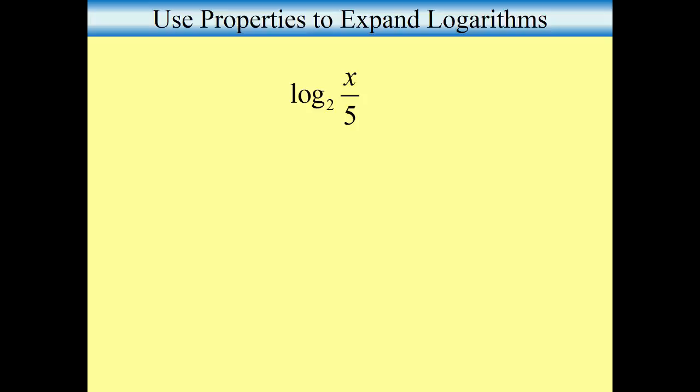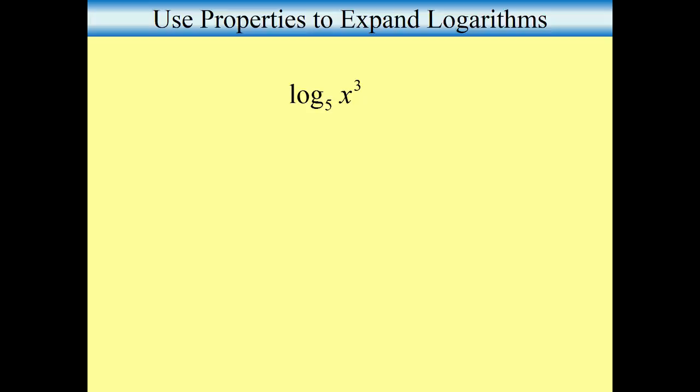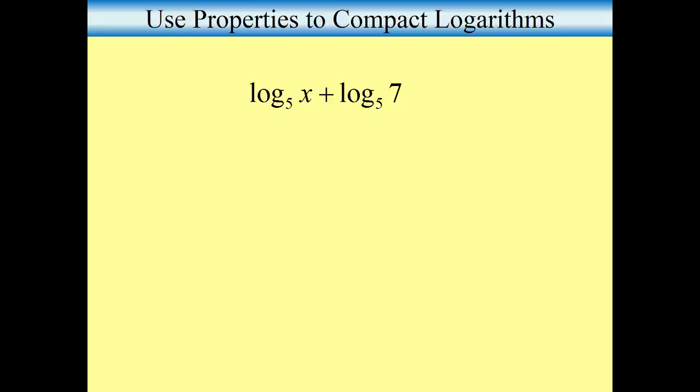Here's another one. Second property of exponents. You divide two things with the same base, you subtract the exponents. Notice it matters what order you subtract in, top minus bottom. And third property, we're going to take the 3 and write it on the front. So there are the three properties of exponents.